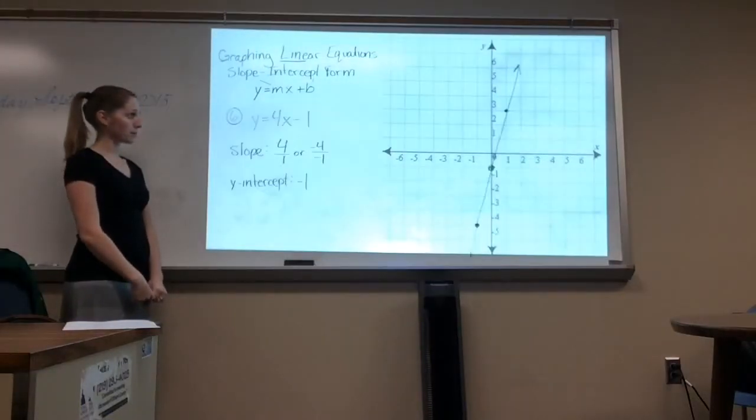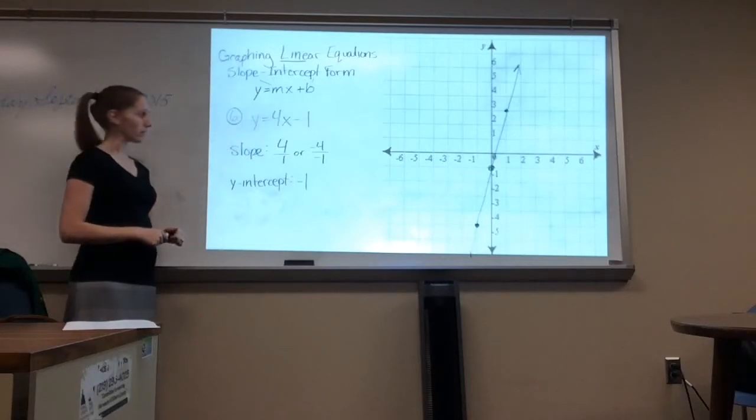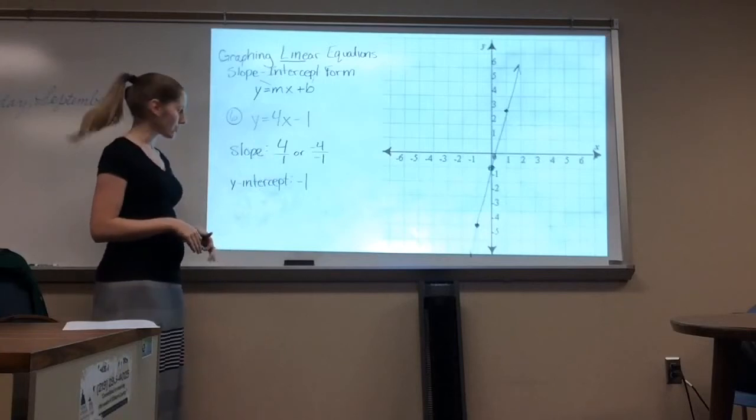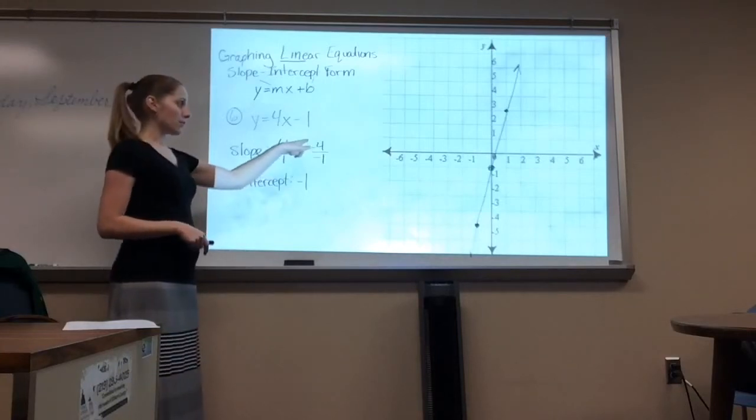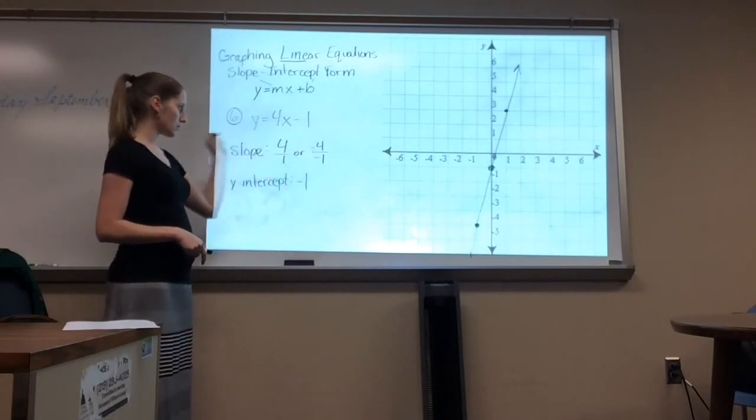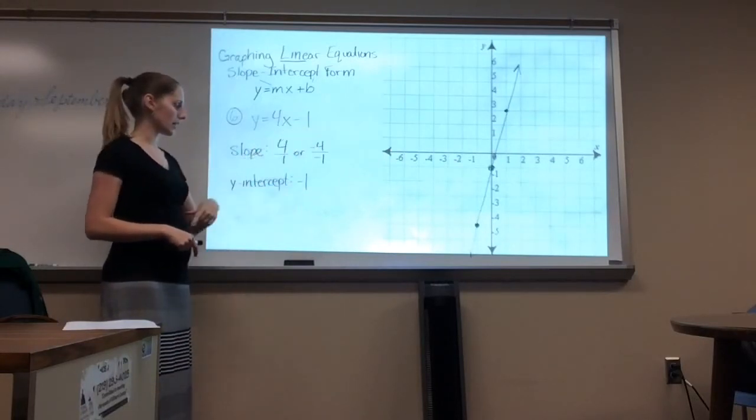Let's take a look at problem number 6. We were given the equation y equals 4x minus 1. The slope is 4 over 1. Always make it into a fraction. The opposite of that would be negative 4 over negative 1. Okay, both of these are the same slope. The y-intercept is always the last number, so that's negative 1.